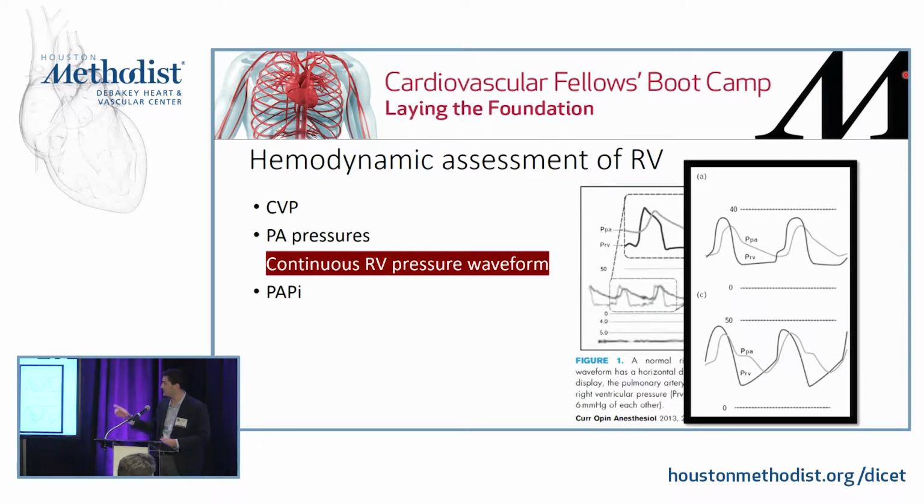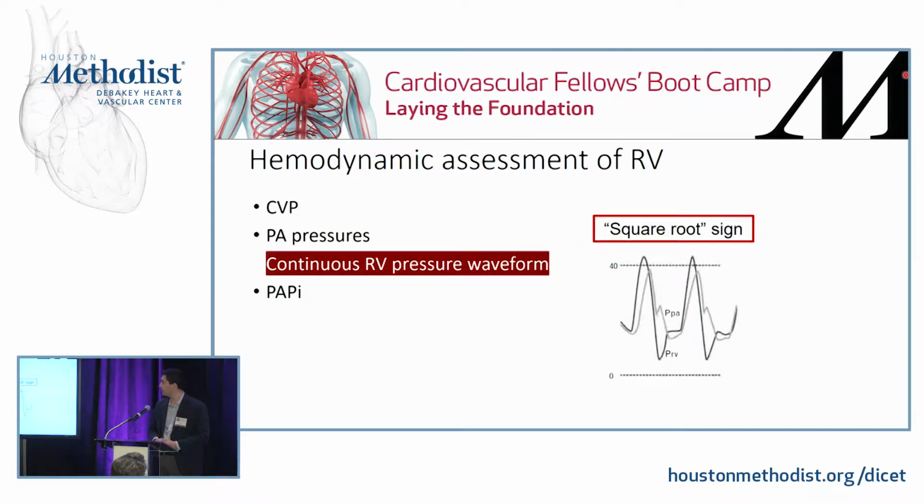So the top image would be a normal tracing, where again the diastolic pressure is kind of flat. As RV dysfunction starts to develop, the diastolic pressure starts to rise and you get this equilibration of the RV diastolic pressure and the PA diastolic pressure. As that continues to progress, you start to get what's called a square root sign, where immediately at the start of diastole, the RV diastolic pressure equilibrates with the PA pressure, and it looks like a square root sign.